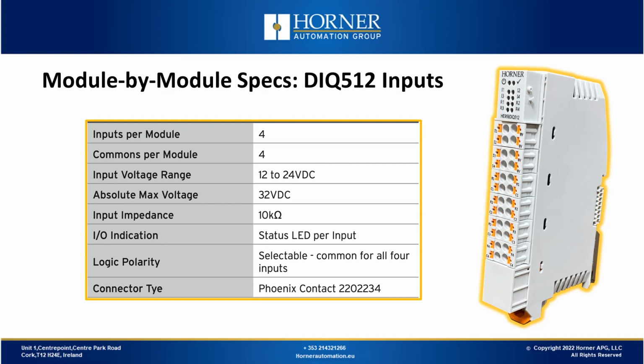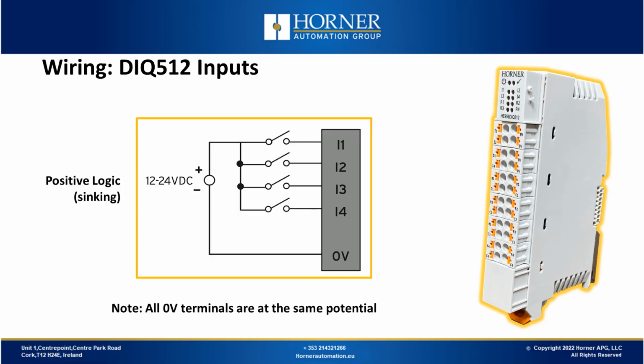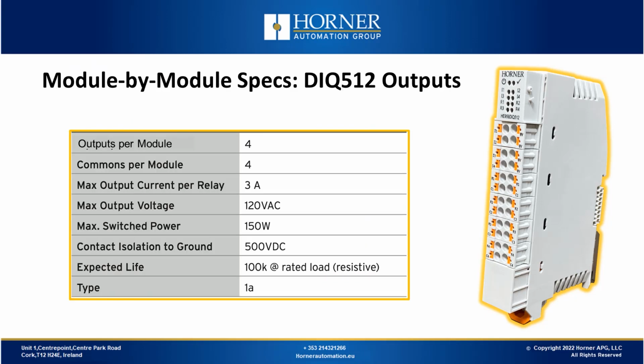As we take a look at the specifications, we see there's nothing different about the inputs from a specification standpoint as compared to the DIQ616. And the wiring also looks similar, but we can only see the positive logic wiring there on the screen. It does also support negative logic, also wired in the same way as the DIQ616 inputs. As we look at the outputs, we can see some differences because we're talking about relays. So again, there are 3 amps rating per relay. Also the fact that there are 500 volts of isolation between the contacts and the ground on the module. And the relay types are type 1A, and the expected mechanical life of those relays is approximately 100,000 cycles.